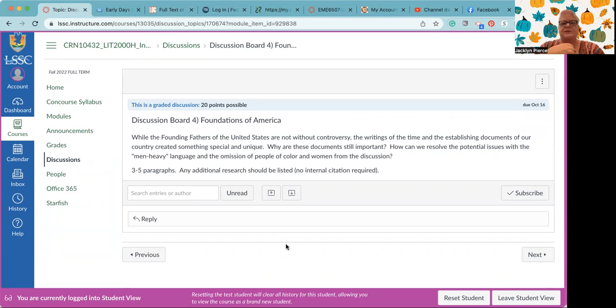And as usual, 3 to 5 paragraphs. Got to be an essay for full credit. And you need to have some depth. You need to have some quotations from the works. You don't have to have internal citation. I would love it if you would do it just for practice. And also, of course, adding a works cited page, or list. It's not really a page. But that's going to be your discussion board this week as we go into the founding fathers.